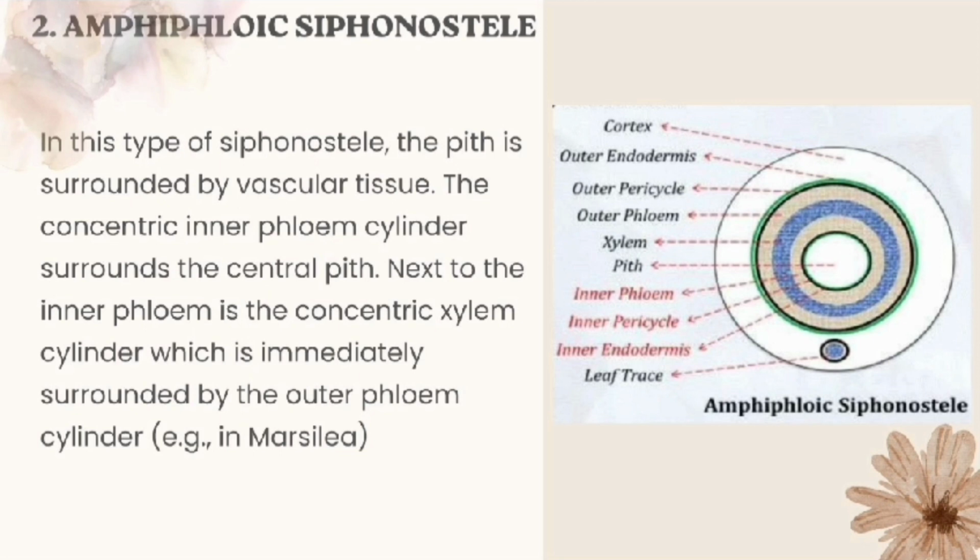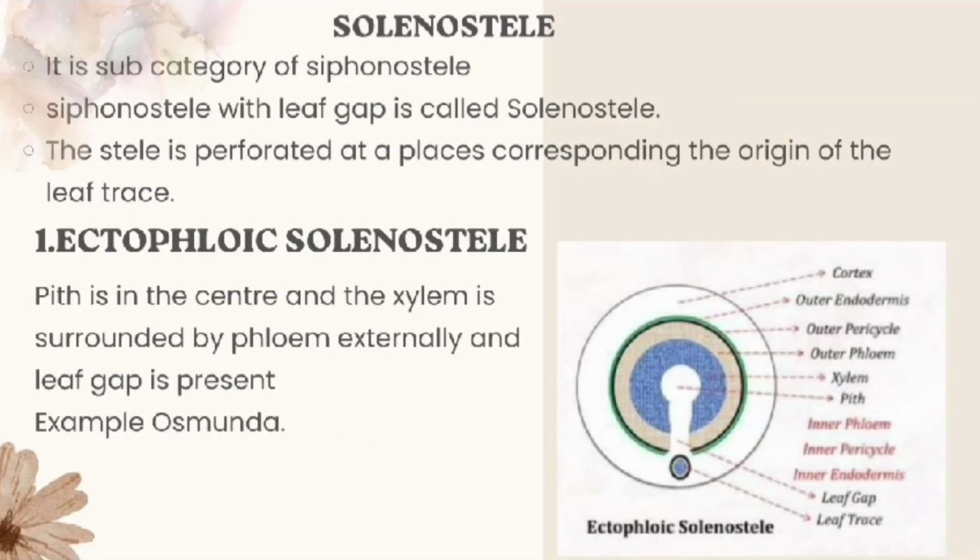Example, Marsilea. Next, solenostele. This is a subcategory of siphonostele. Siphonostele with leaf gap is called solenostele. This also has two types: ectophloic and amphiphloic. First, ectophloic solenostele. In this, pith is present in the center, surrounded by xylem and that by phloem. Example, Osmunda. But in this, leaf gap will be present.